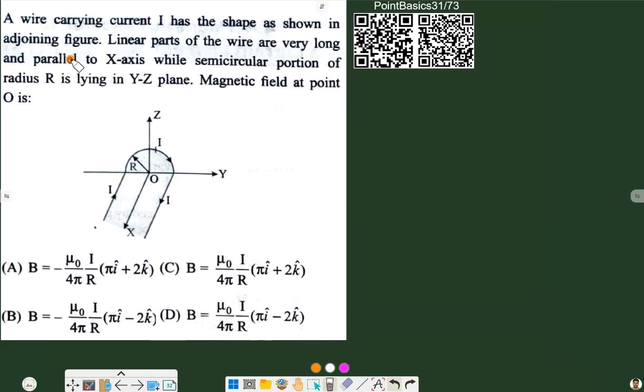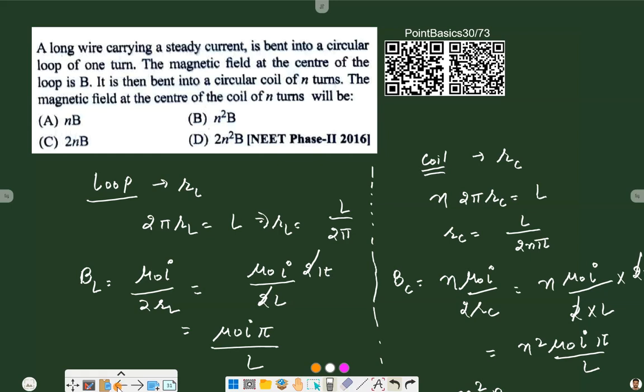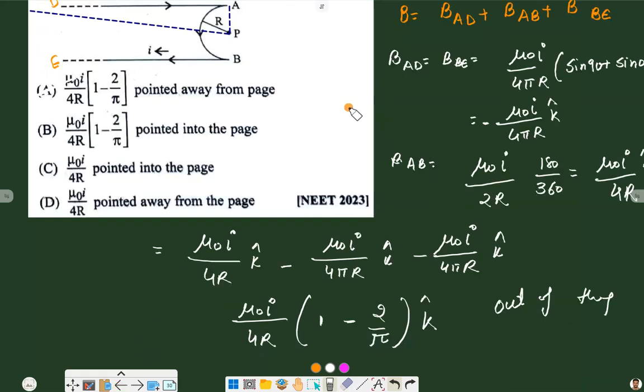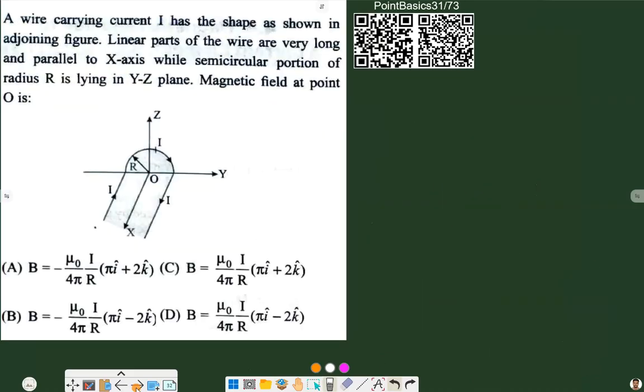Here we have a wire carrying current I in the shape shown in the figure. The linear parts of the wire are very long and parallel to the x-axis, while the semicircular portion of the wire is in the YZ plane. So, find the magnetic field at point O. This type of question we already solved here, and let me show you. This was the question which we already solved. It was a similar one, so we will do the same here. Let's first find out the direction of the magnetic field.